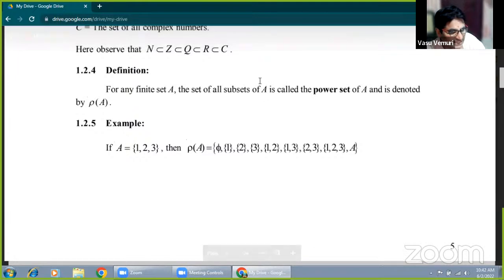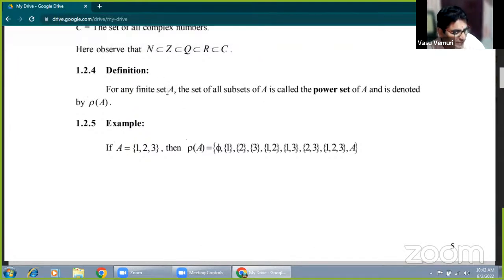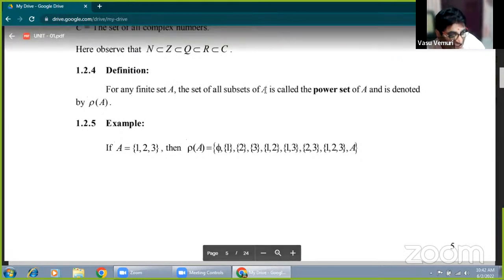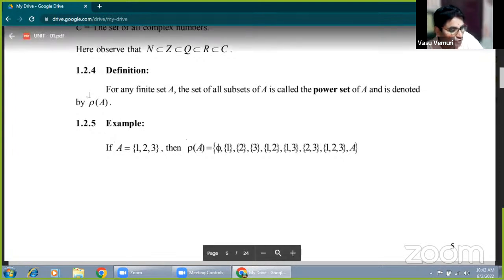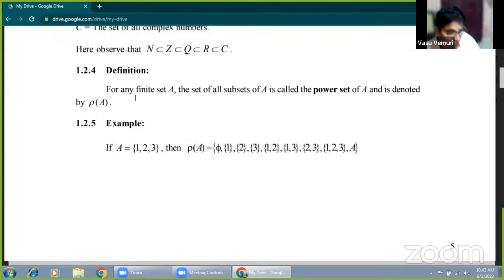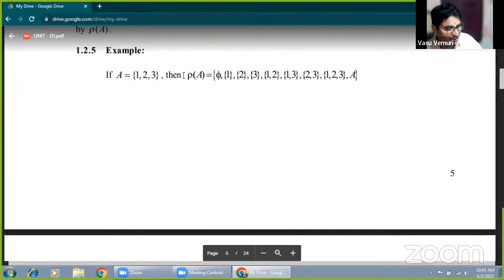Now, the set of all subsets of A. Capital A being a finite set, its subsets are written out, and those subsets together are called the power set of A, denoted by P of A. When we write down all the subsets of A, that is called the power set, represented as P of A. That is the power set representation.